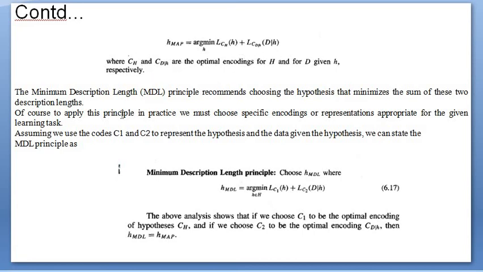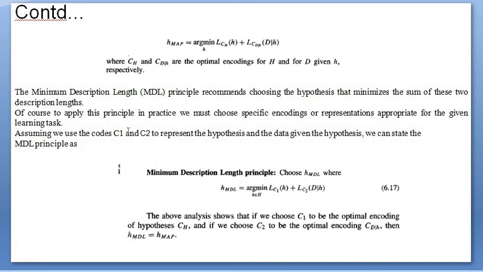Okay. So the minimum description length principle recommends choosing the hypothesis that minimizes the sum of two description lengths. This one is one description length and this is another description length. So we always want the minimum of this plus this. That becomes our minimum description length principle. Of course, to apply this principle in practice, we must choose a specific encoding or representation appropriate for the given learning task.